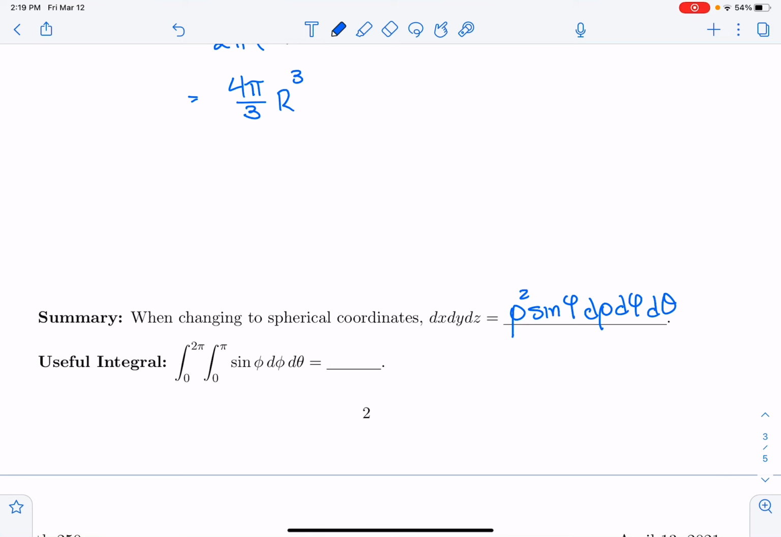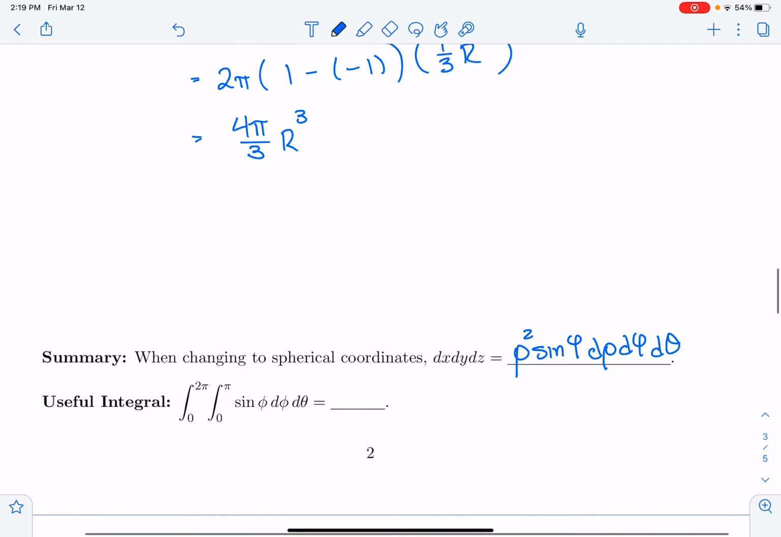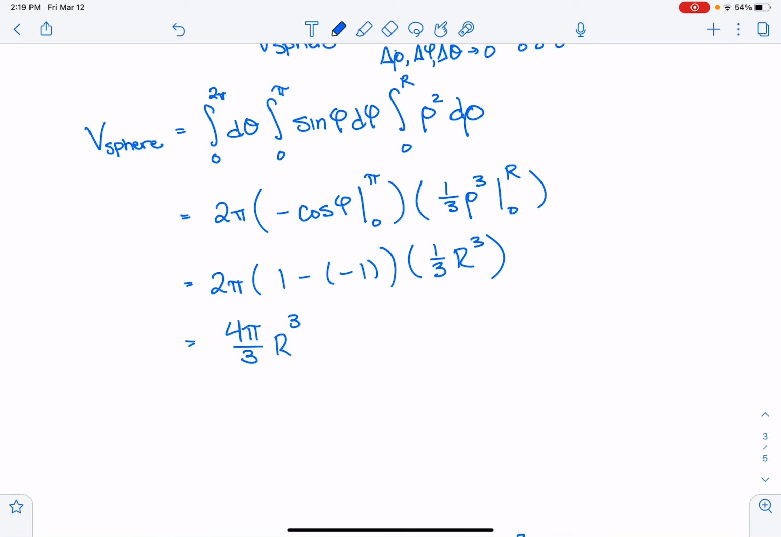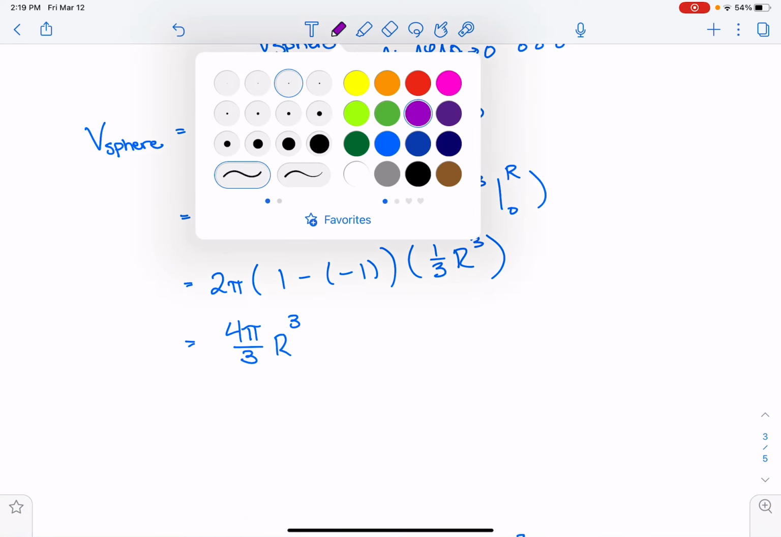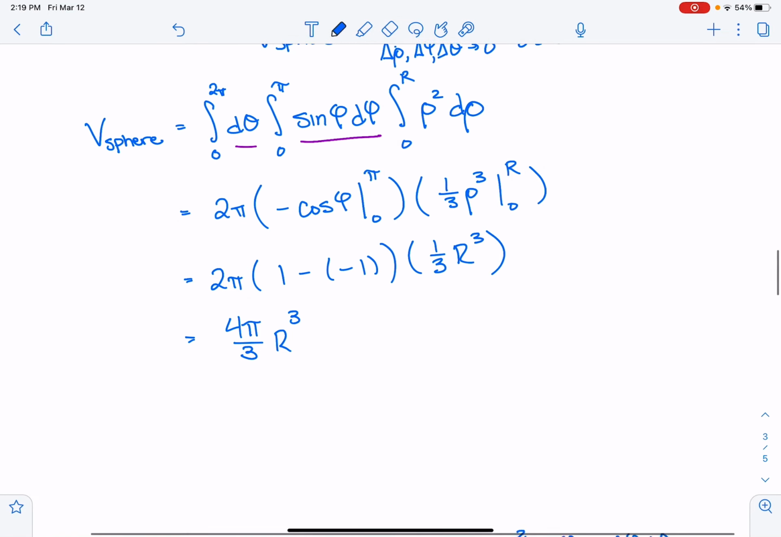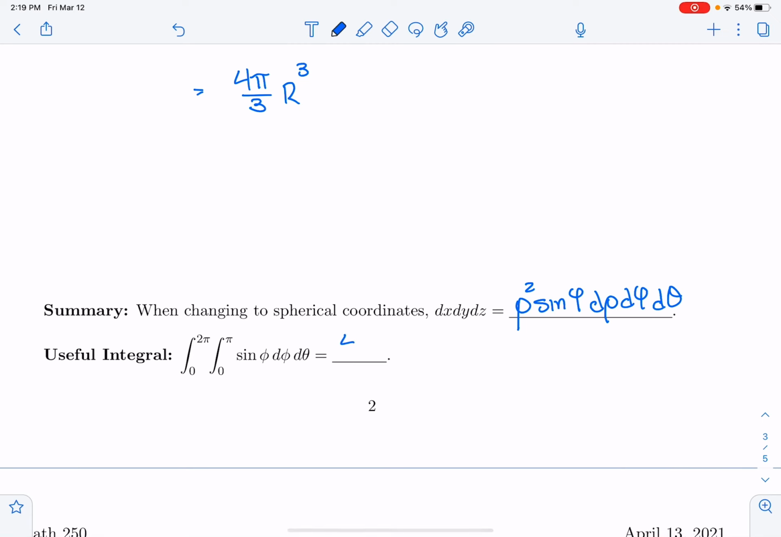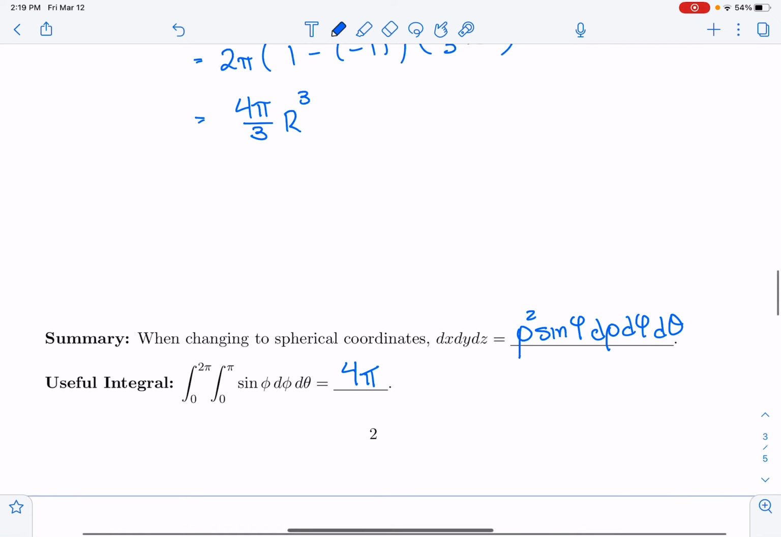Now, something that's useful is the integral from 0 to 2 pi, the integral from 0 to pi, sine phi d phi d theta. That comes up a lot. Sometimes we have these radially symmetric functions. You'll see that that integral came up, in fact, right here. That was this double integral. Okay, and if you follow that through, you'll see that that double integral was, in fact, 4 pi. So it's sometimes nice to remember that this particular integral, when it comes up, is equal to 4 pi.